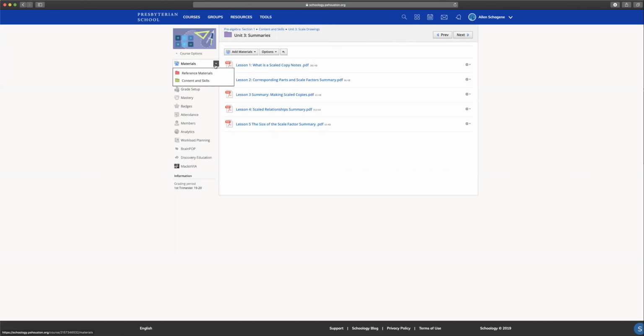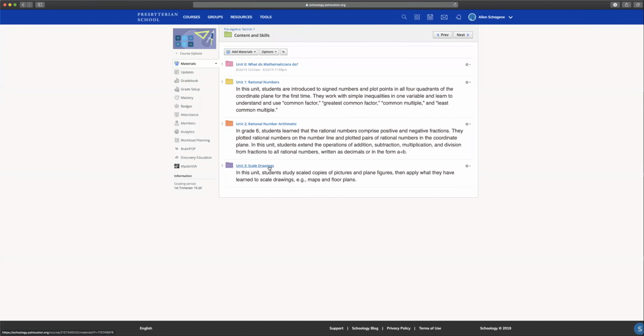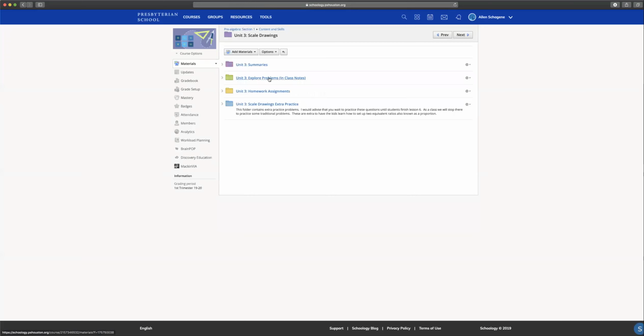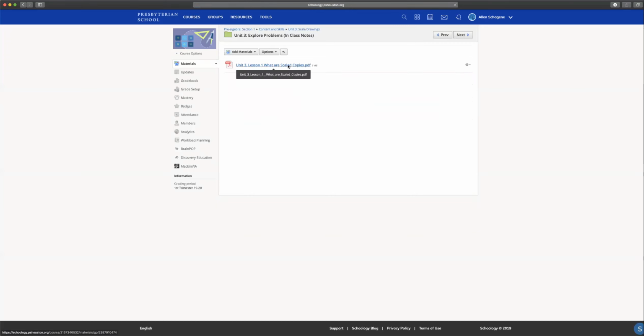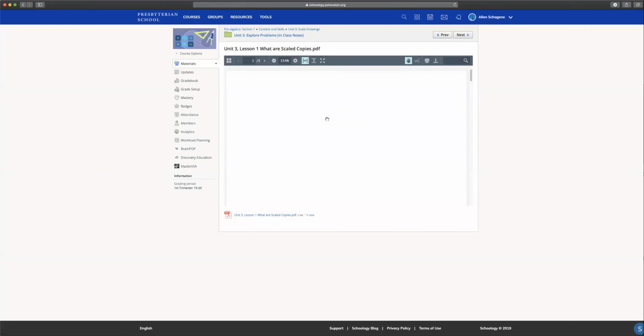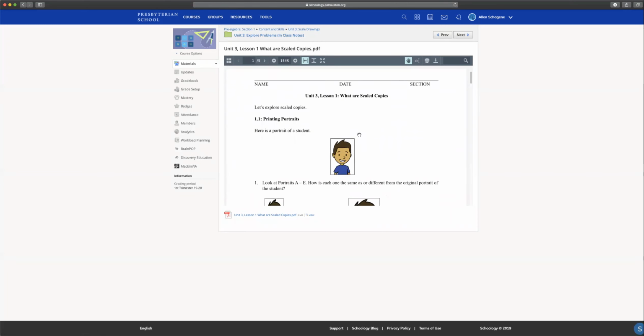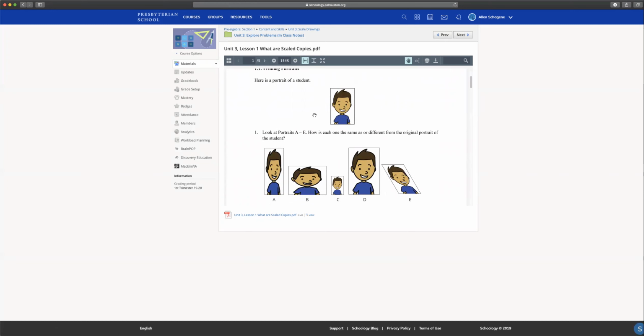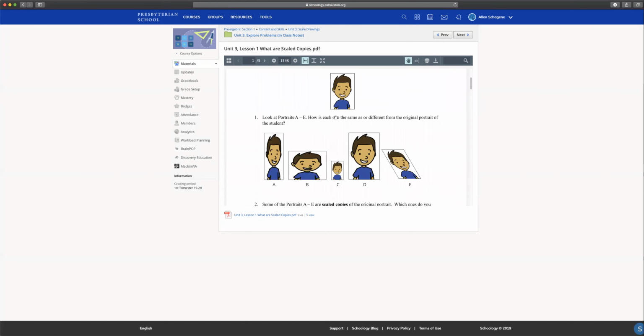So I'm going to go back to content and skills and scale drawings again. And then I have explore problems. These are the problems we do in class. So you can get an idea of what the first lesson looks like. This is what your student will receive. We'll talk about all of this in class.